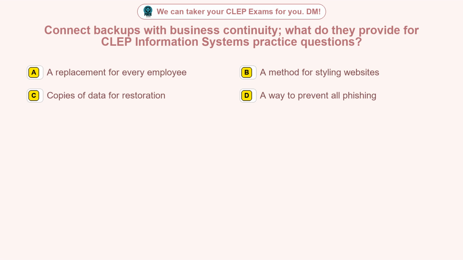Option B. A method for styling websites. Option C. Copies of data for restoration. Option D. A way to prevent all phishing. The correct answer is option C. Copies of data for restoration.